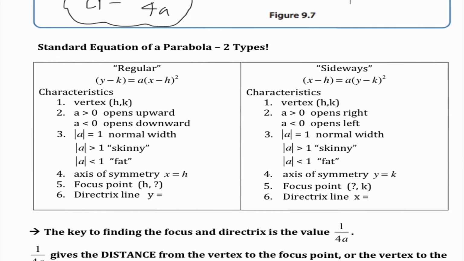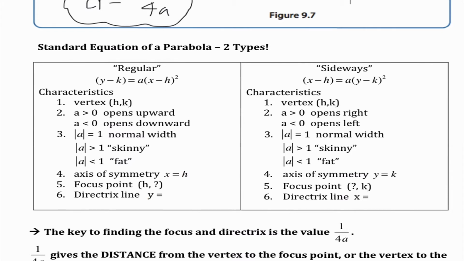Now the two new things are the focus and the directrix. If it is a y equals parabola, our focus point is h, comma, question mark. And we said the way that we find that question mark is doing 1 over 4a. The directrix is y equals blank, and we would find that by using 1 over 4a. Notice my directrix line is a y equals, my axis of symmetry is an x equals. These will always be opposite from one another.